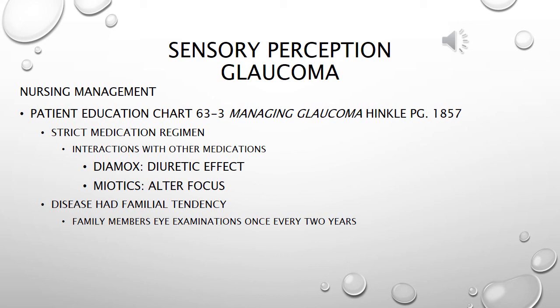Their medications can have interactions with other medications, such as if they take Diamox, it has a diuretic effect. If they take miotics, it can alter their focus. Also, the disease has a familial tendency. What is prescribed and what is recommended is to have family members' eye examinations once every 2 years.